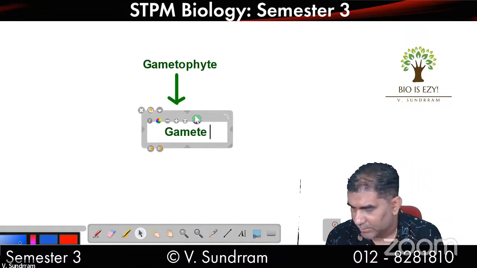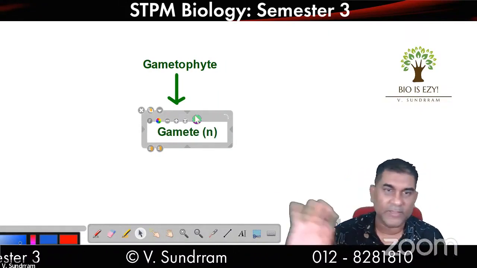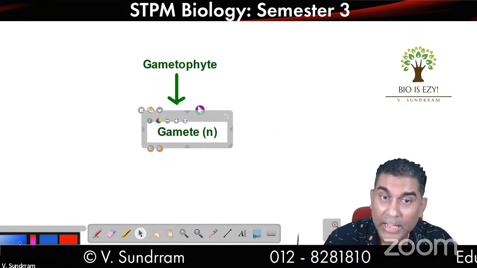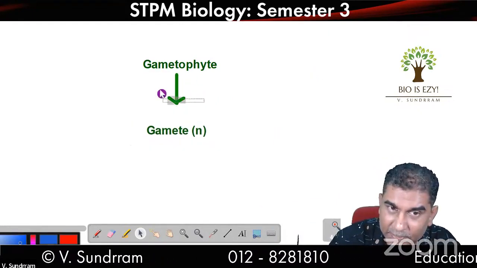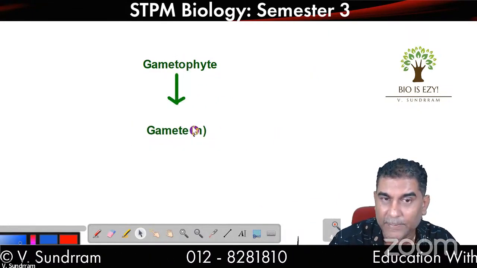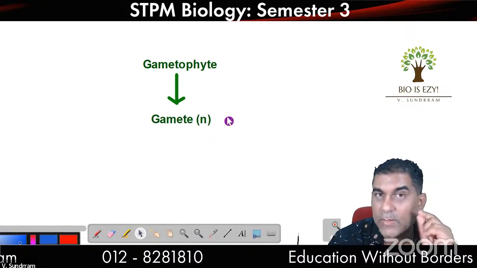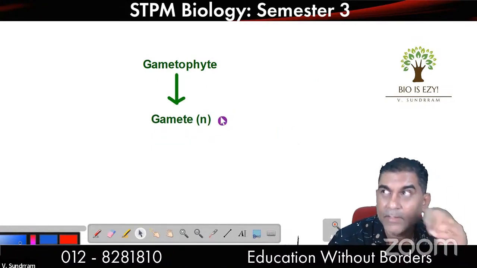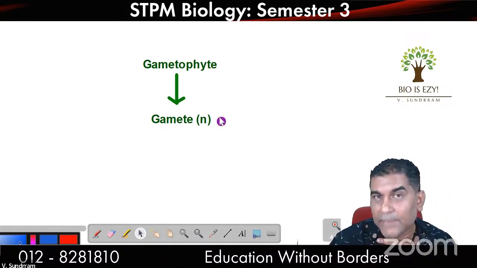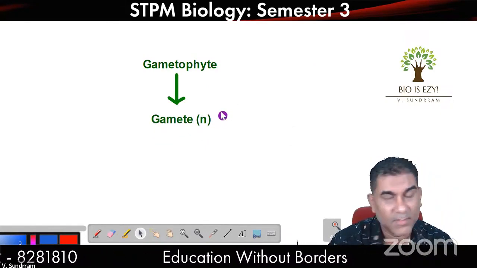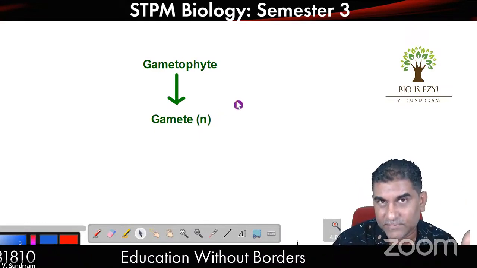And we know gamete is haploid. Always gamete is haploid. Now, this is the name gametophyte because they produce gamete. Now, this is where I remember something. We make gamete by doing meiosis.